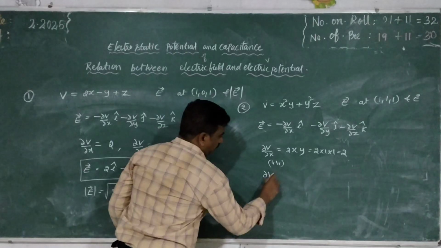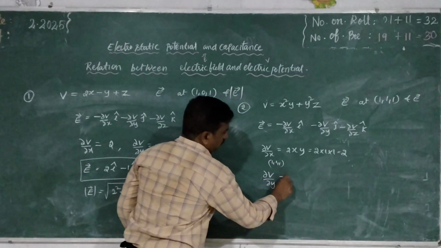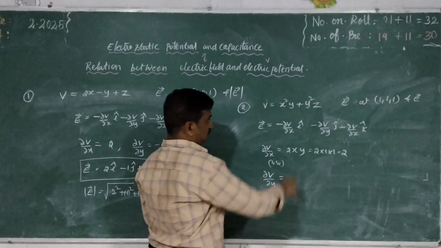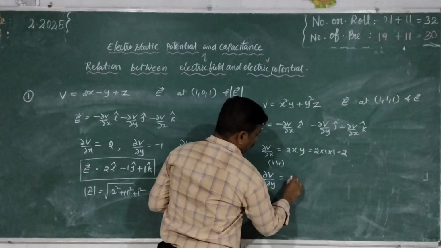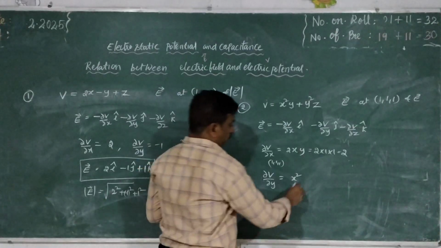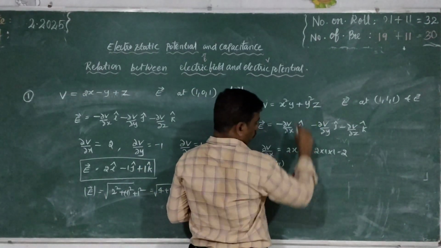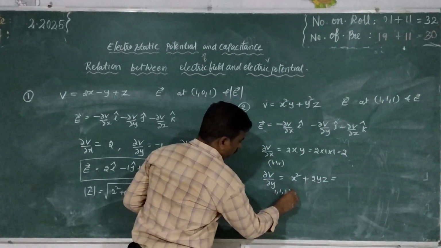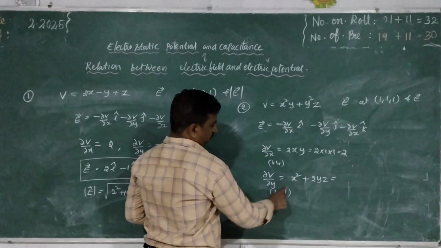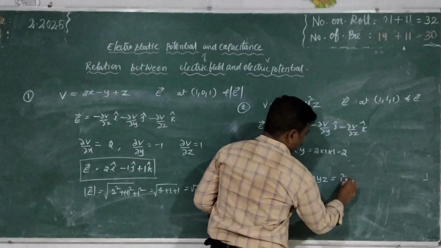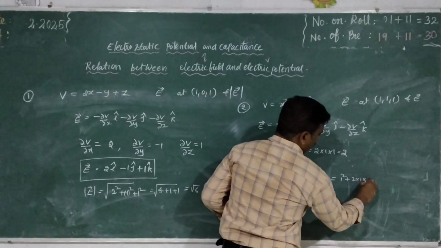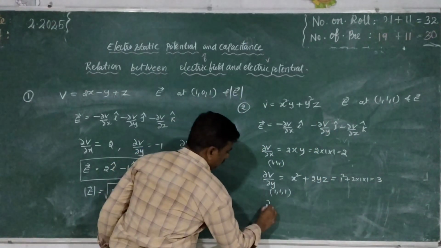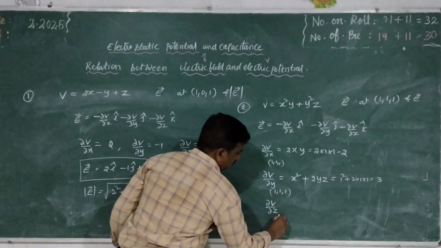Now dou V by dou y. Here two terms have y, and we differentiate both. Differentiating the first with respect to y, we get x square only, plus, from the second term, 2yz. Substituting the point 1 comma 1 comma 1, x value 1, y value 1, z value 1, we get 1 square plus 2 into 1 into 1, so 2 plus 1, so 3. Here dou V by dou y is 3.